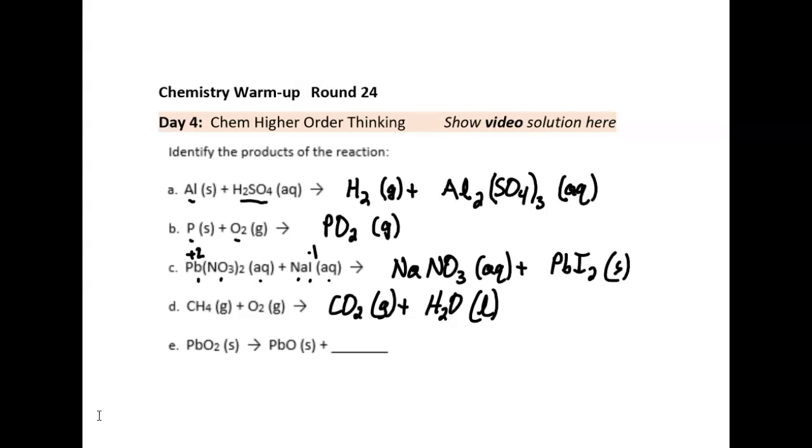Question E, looks like there's a single compound on the reactant side. So that single compound can decompose to create 2 things. One of them, we're told, is lead oxide. What would the other one be? It will be oxygen.